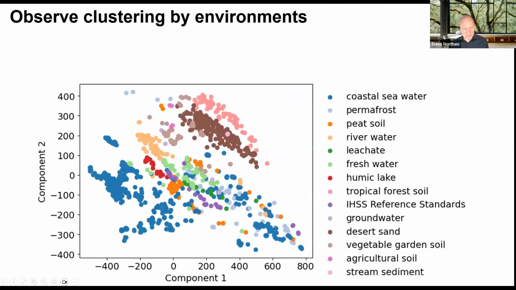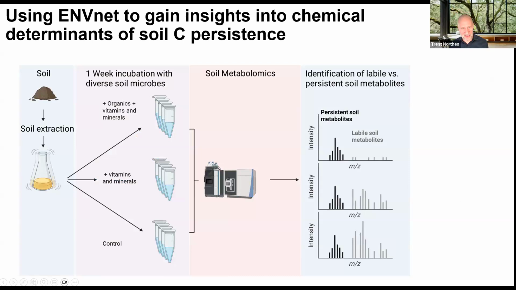And this is looking at clustering of the samples. Up here we have tropical soil, and then we have desert soil, vegetable garden soil, agricultural soil. This is the seawater. Permafrost is up here. And so we can see the biggest separations between the marine samples, water samples, and the soil samples, with some clustering. So it kind of behaves the way that we would expect.